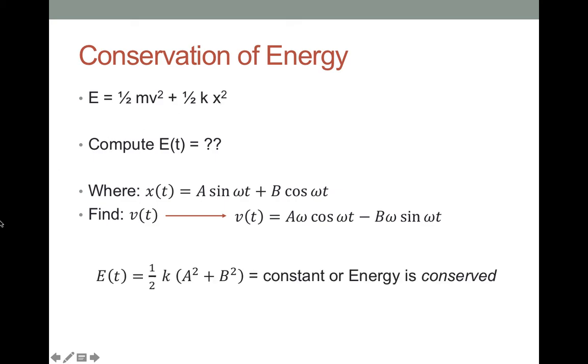A little bit of algebra then gives us E as a function of t is just 1/2 k times a squared plus b squared. Notice there is no t in here. So therefore, E as a function of time is a constant. All of these are constants, or energy is itself conserved.